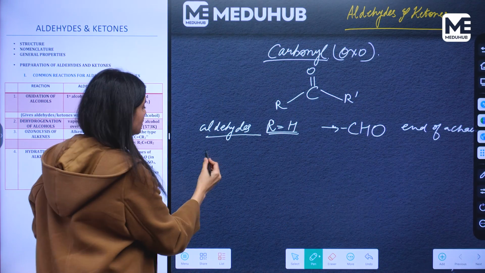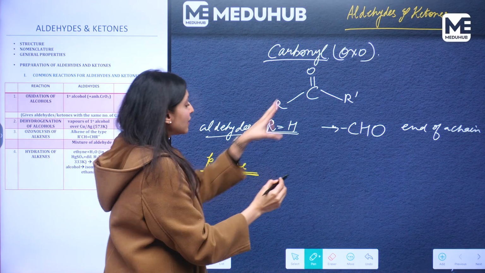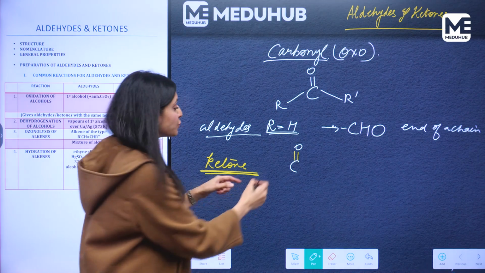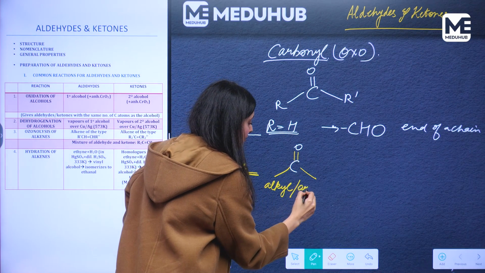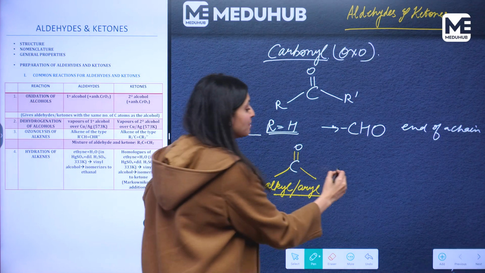Whereas in a ketone, the carbonyl carbon is flanked by alkyl or aryl groups on both the sides. Alkyl or aryl. So this means that a keto group will always be in the middle of a chain.